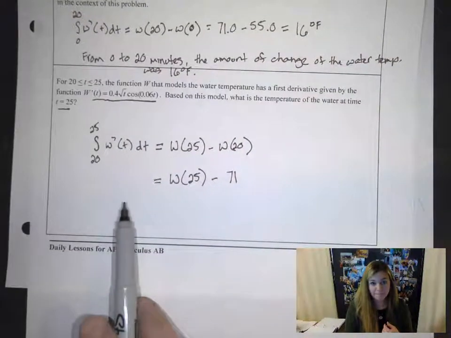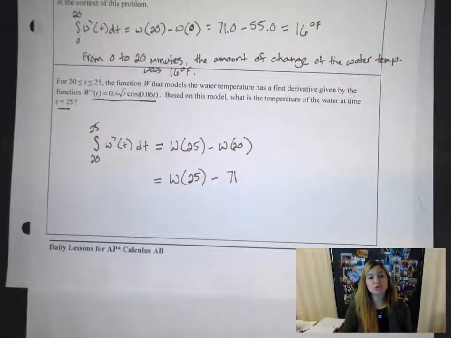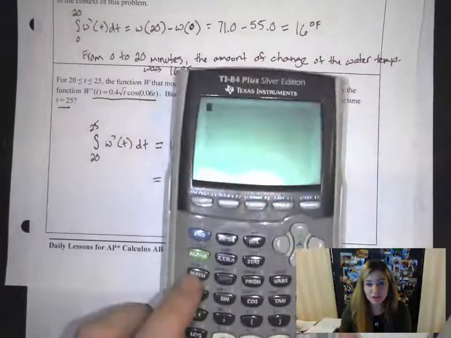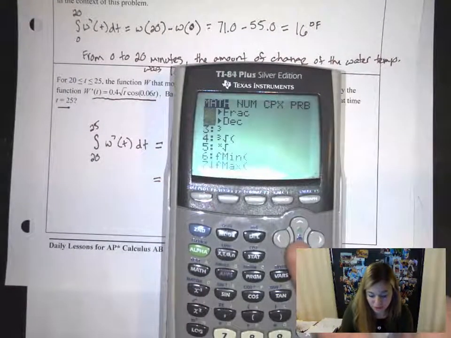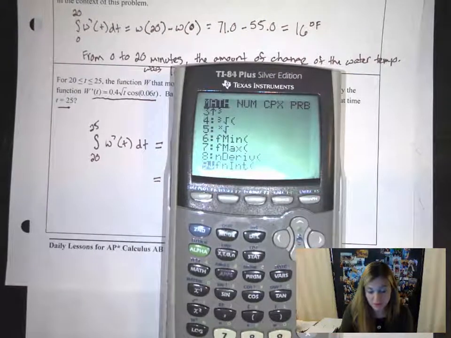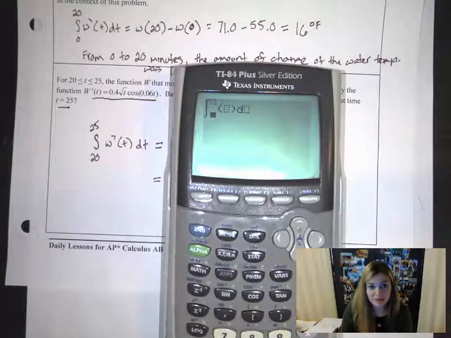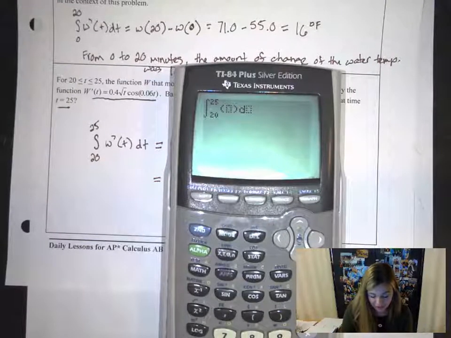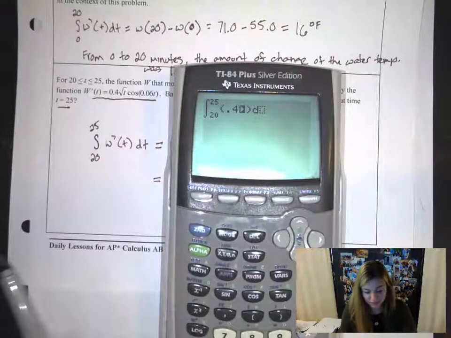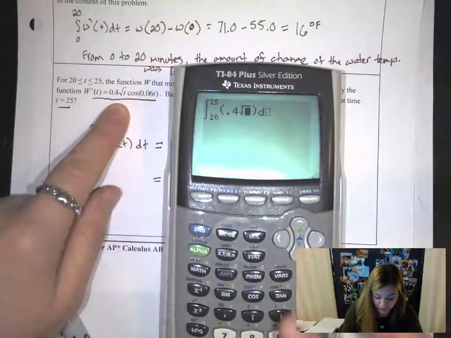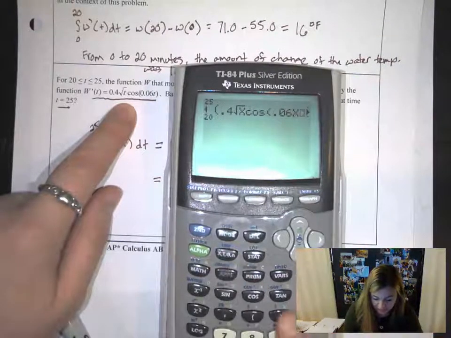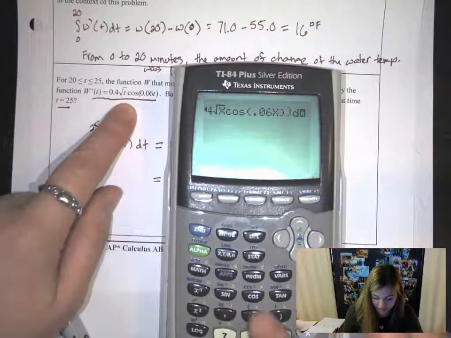What could that be? This is where it is totally acceptable to use your calculator. So I'm going to go into my calculator and push math, and go down to number 9. And this integral, I'm going to write it exactly like it is right here, 20 to 25. And make sure that I put it in exactly like it is over here, except I can switch in x's. So I'm going to do 0.4 square root of x cosine 0.06x, and then dx.